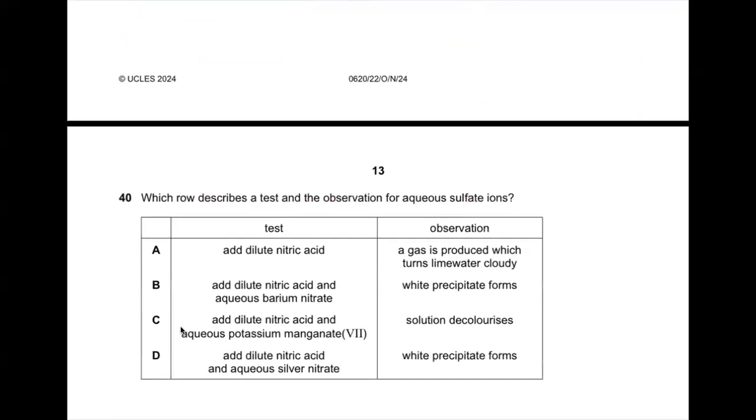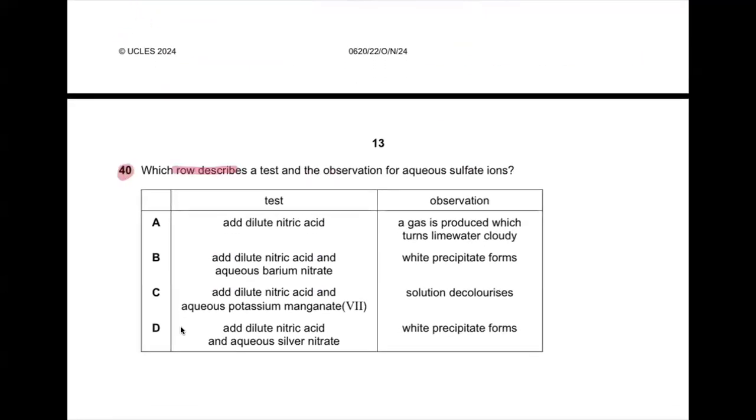Now, MCQ number 40. Which row describes a test and the observation for aqueous sulfate ions? Okay. To test for sulfate ions, if you recall, we need barium nitrate or barium chloride. We need barium ions. Dilute nitric acid? No. Dilute nitric acid and barium nitrate? Yes. Dilute nitric acid, potassium manganate? No. Dilute nitric acid, silver nitrate? No. And white precipitate is formed whenever there is a sulfate. So only option B is left. So B is the correct answer.